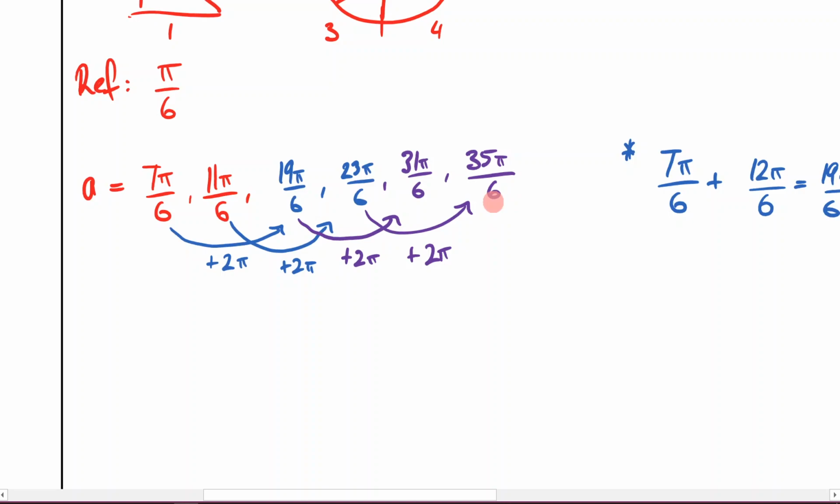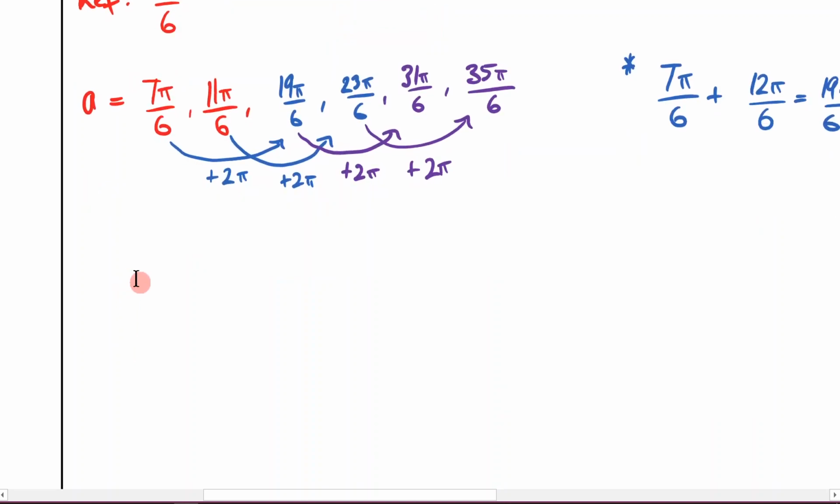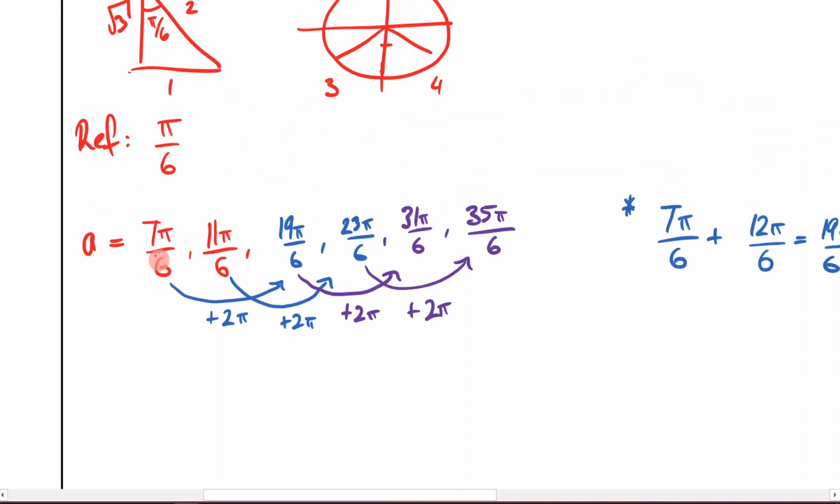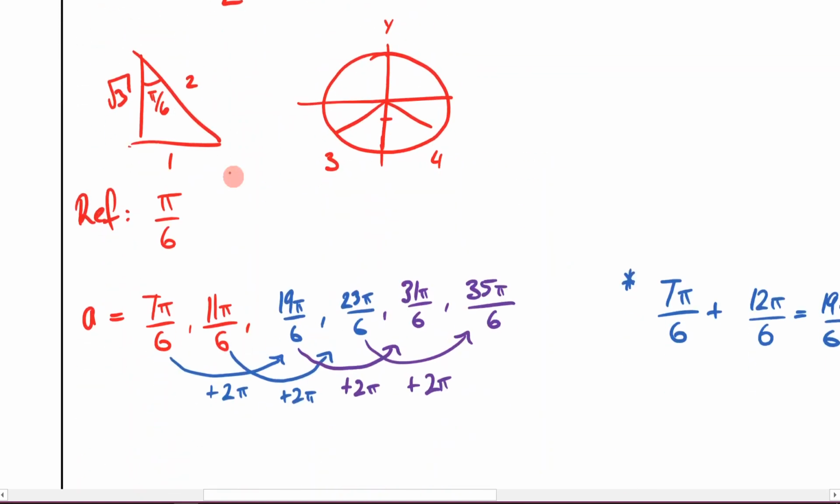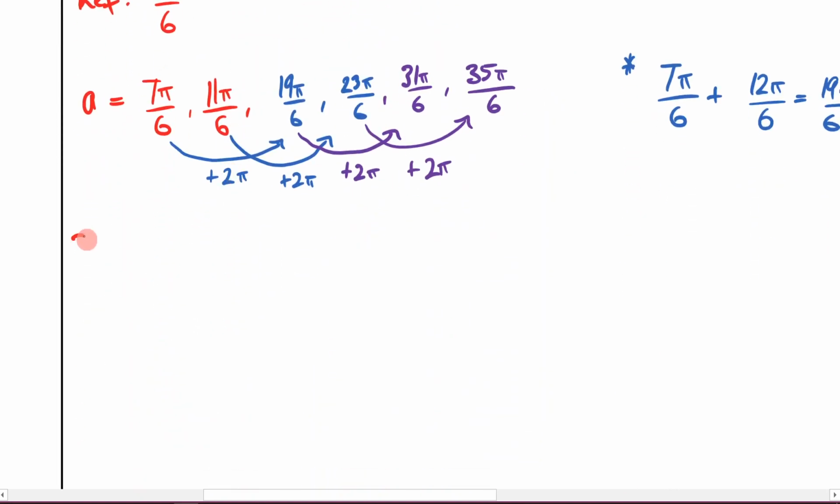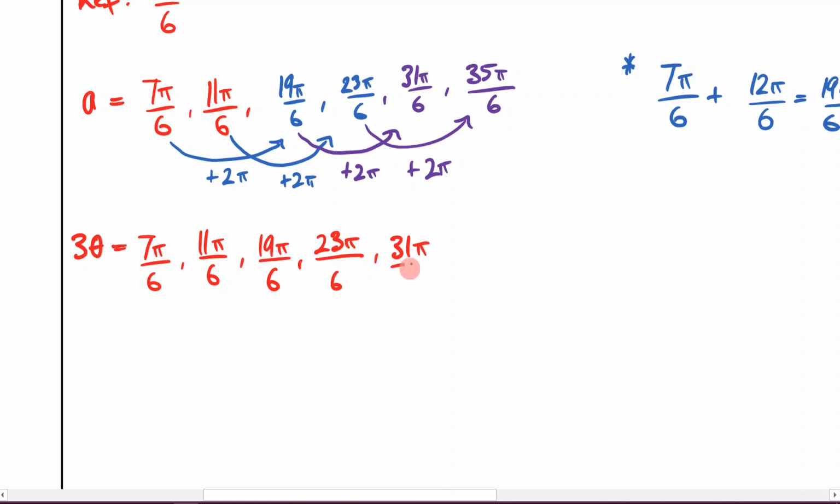Perfect. All right, now that I've done that, I've got all my solutions. I now need to write this back into, I know A is going to equal 3 theta. So I'm going to say 3 theta, and now I'm literally just going to write all these down. 7 pi on 6, 11 pi on 6, 19 pi on 6, 23 pi on 6, 31 pi on 6, 35 pi on 6.